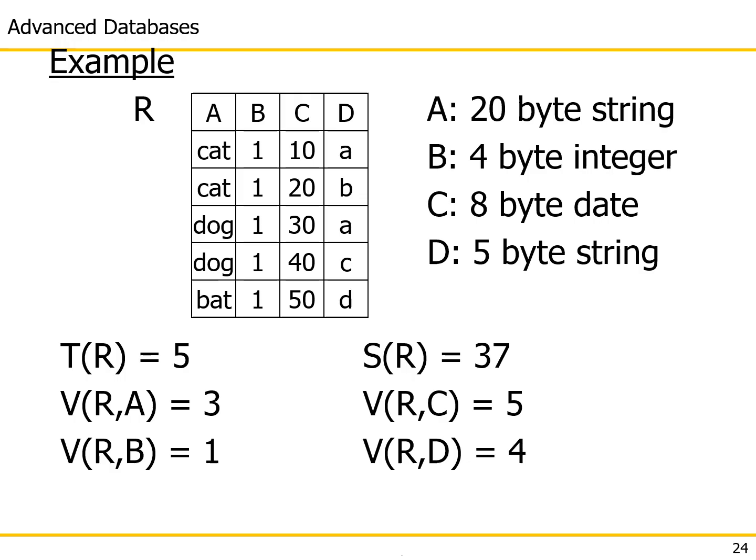Number of unique values in B is 1, obviously. And in C, it's 5. And in D, it's 4. Okay, so that's V(R,D) is 4. Okay? And if I know about the size of every column, then I can figure out what's the size of the row, which is 37 bytes, summing up these numbers. Okay?